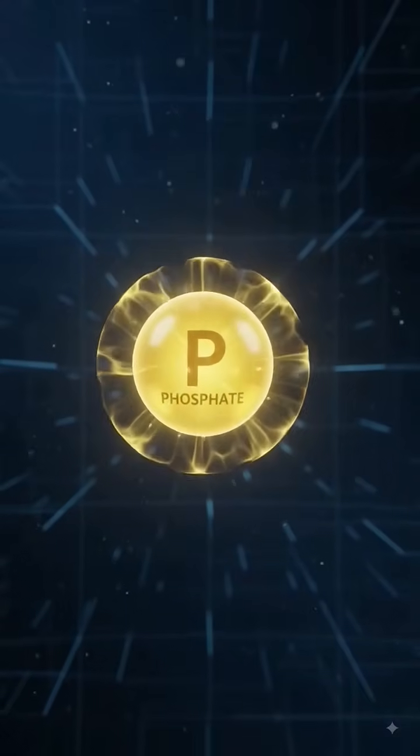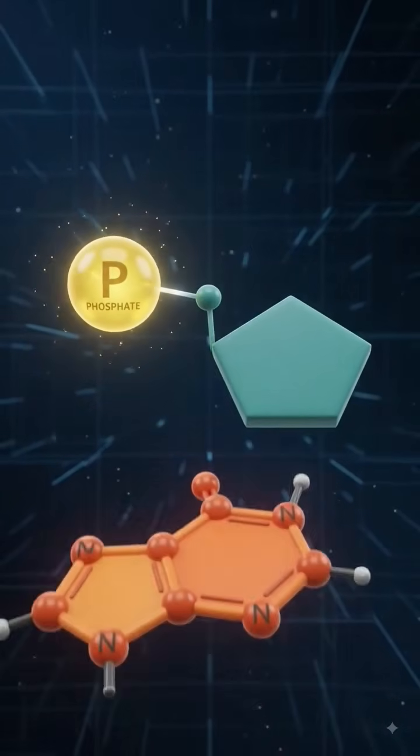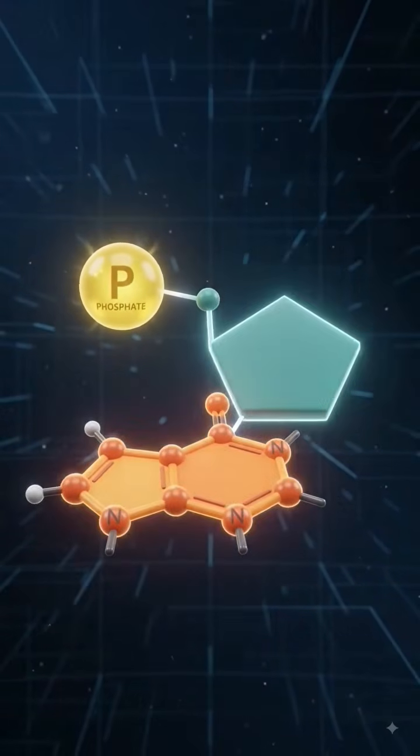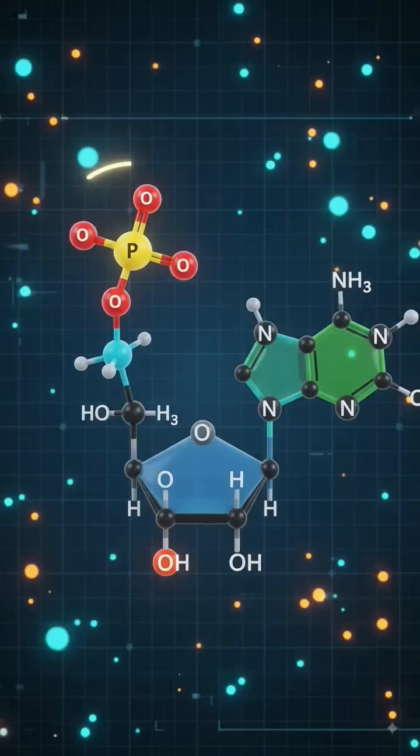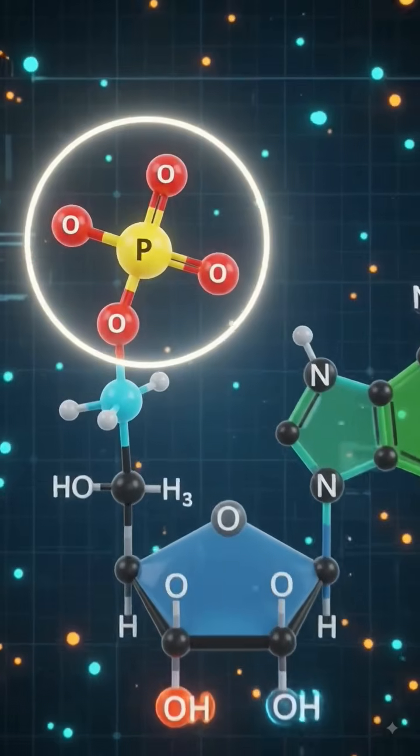A nucleotide is the building block of DNA. It has three parts: sugar, phosphate, and a base. They dynamically link together to form the genetic code. Every nucleotide is built from three basic components.